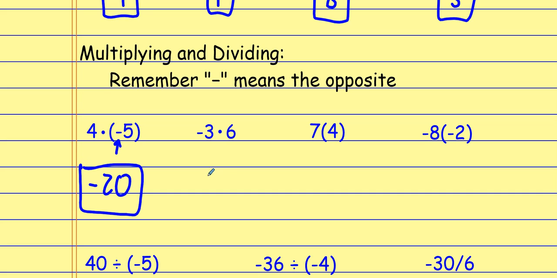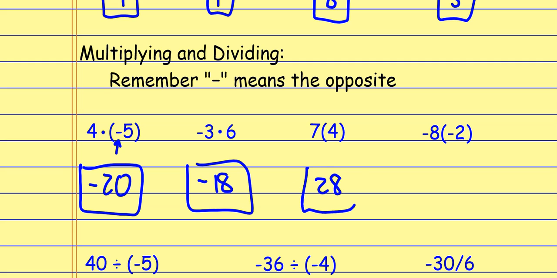This one, same kind of thing. I have 3 times 6 is an 18. But it says the opposite of 3 times 6. So I'm going to get the opposite of 18, which is a negative 18. Okay? This one, same kind of thing. 7 times 4 is a 28. And there are no opposite signs, so it just stays the way it is. And then this one, 8 times 2 is a 16.